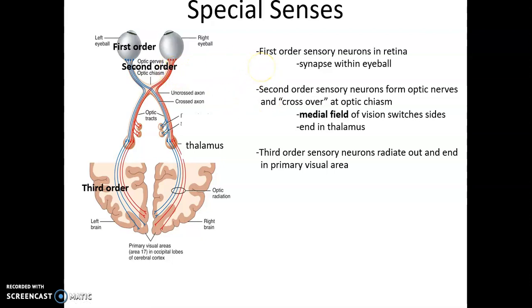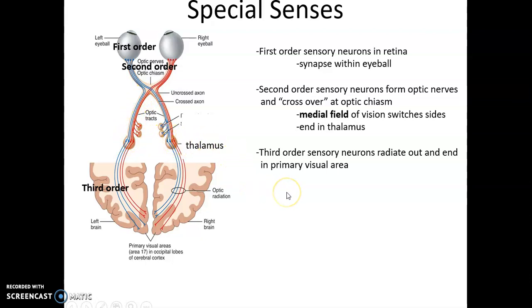And the medial fields of vision will switch sides. So the right medial field of vision will switch to the left side, and the left medial field of vision will switch to the right side. Then these nerve fibers will enter the brain and become the optic tract that leads to the thalamus. So again, optic nerve, optic chiasm, optic tracts leading to the thalamus.